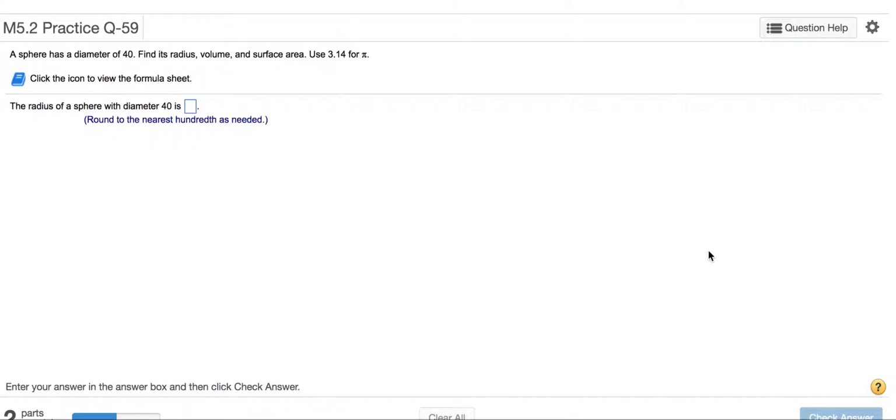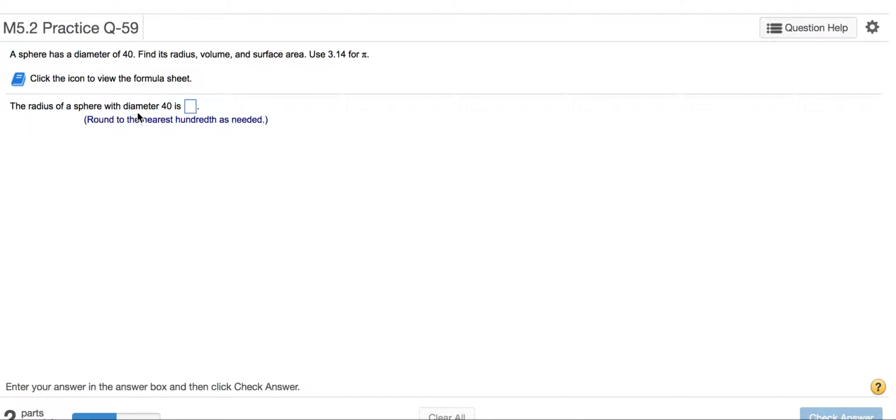All right, today we're going to find three pieces of information. The question says a sphere has a diameter of 40. Now remember, the diameter is completely across the sphere from one side to the other directly through the middle. If we know the diameter, they want us to find the radius, the volume, and the surface area, and they're telling us to use 3.14 for pi today.